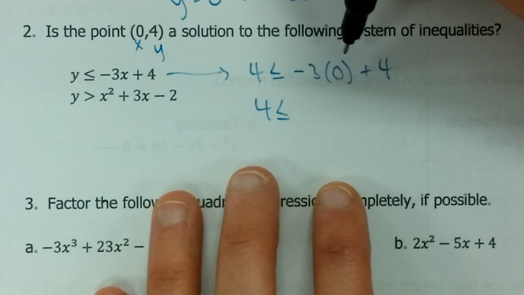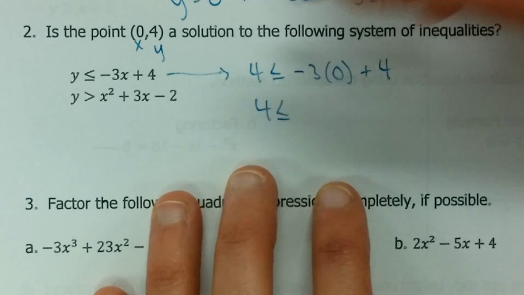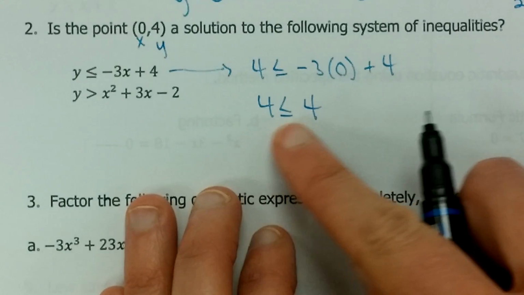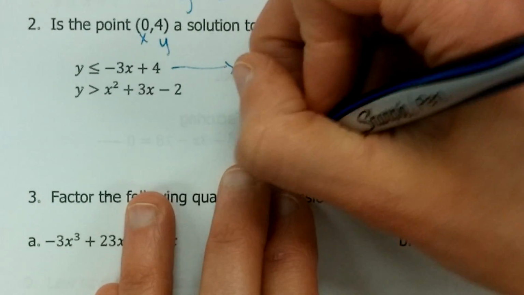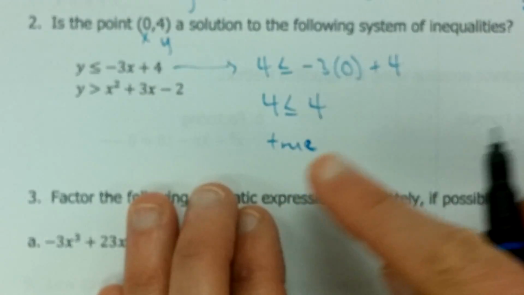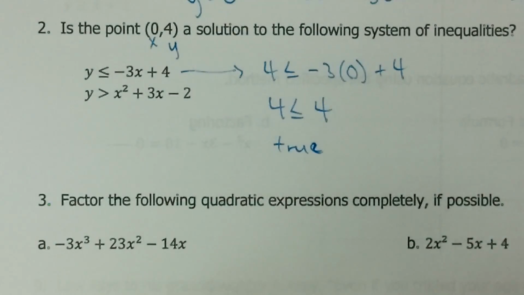So negative 3 times 0 would be 0. Adding 4 gives me 4. So I get this statement, 4 is less than or equal to 4. That is true because 4 is equal to 4. And when it's less than or equal to, it's true either way, whether it's less than or equal.